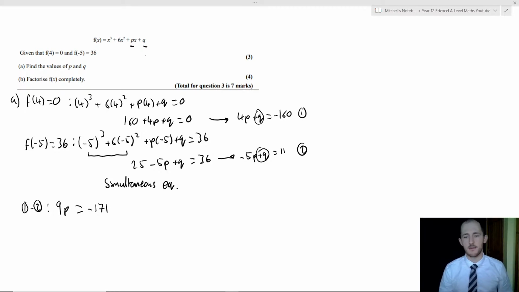So now all we need to do is divide both sides by 9, which is minus 19. Okay? Is everyone with me so far? Okay, so I think that's fine.